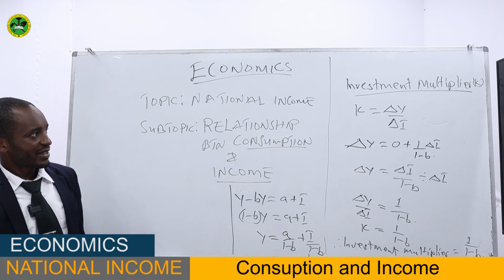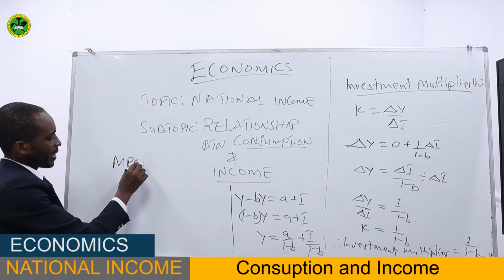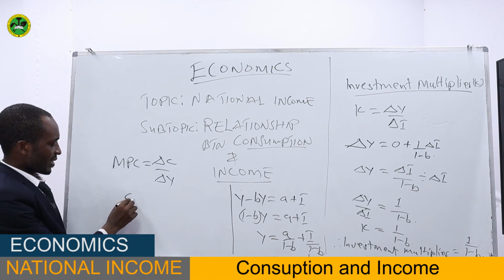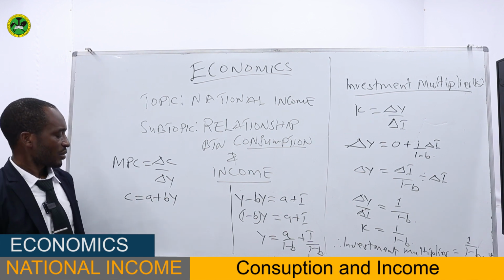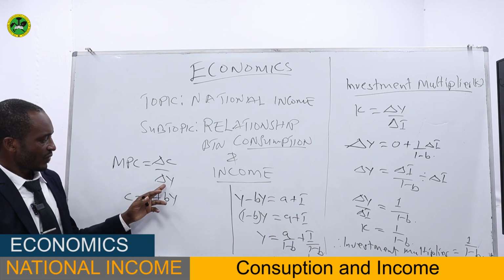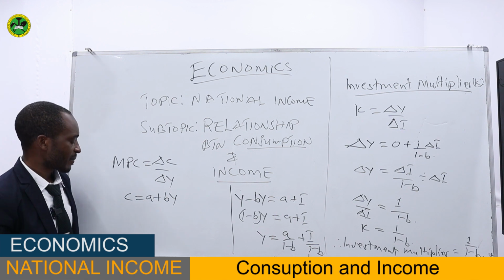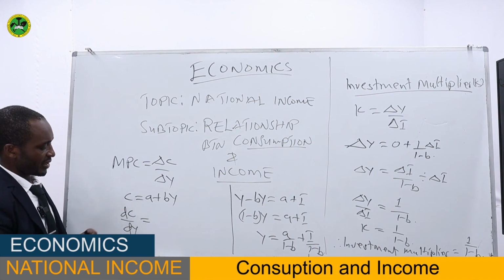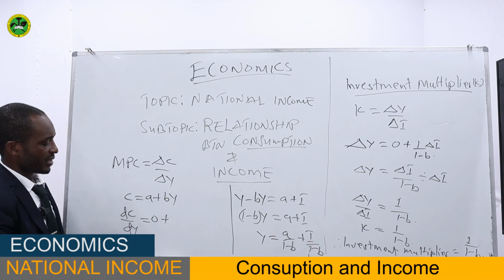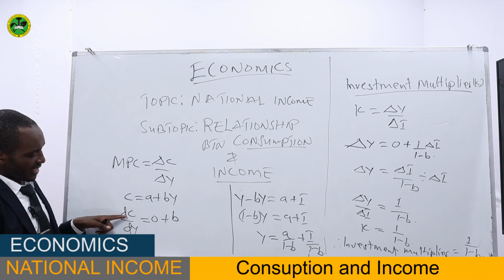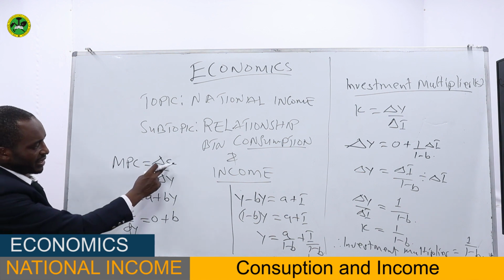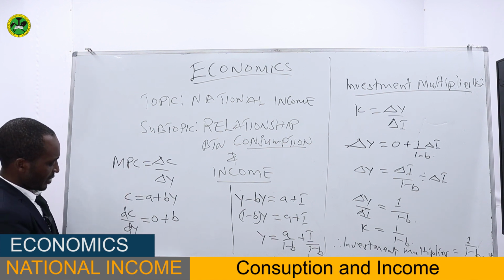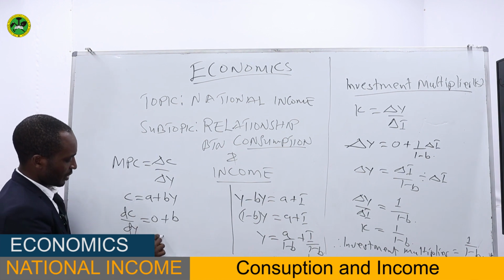Okay, another concept is MPC. We said MPC equals change in C over change in Y. Now let us consider the consumption function, C equals A plus BY. Now to get this change in C over change in Y, you need to differentiate this consumption function. When you differentiate, change in C over change in Y will be equal to, when you differentiate this constant, 0, and when you differentiate this, it will remain with B. So dC over dY, the same as change in C over change in Y, is the same as the MPC. So MPC will be equal to 0 plus B, which is B.